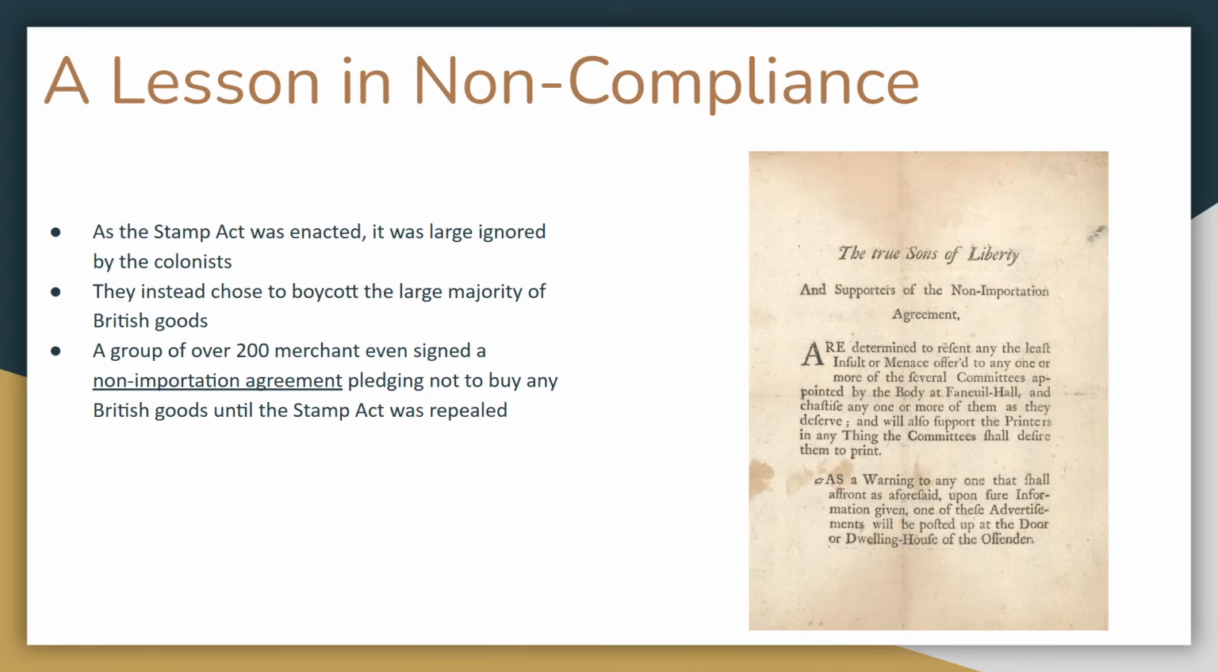And we see this boycott not by just citizens themselves, but business people. A group of several hundred merchants comes together and they sign a non-importation agreement, basically to not buy any of these British goods until these acts are repealed. And they're going to get all their stuff largely from the Dutch, the French, and the Spanish.